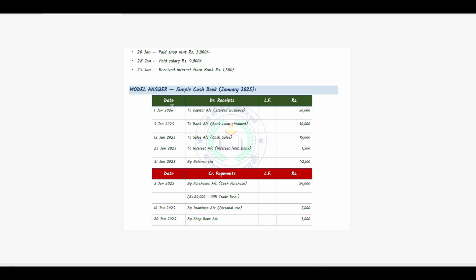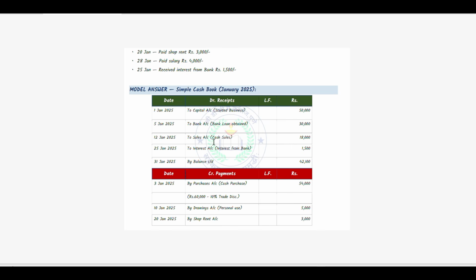So what will be the model answer for the simple cash book? On 1st January, to capital account, because he started business, so that comes under capital account. So it will be straightforward to the debit side, which is 50,000 rupees. Then 5th January, to bank account, which is the loan obtained, so it again comes to the debit side, because we have taken the loan from the bank, which will be 30,000 rupees.